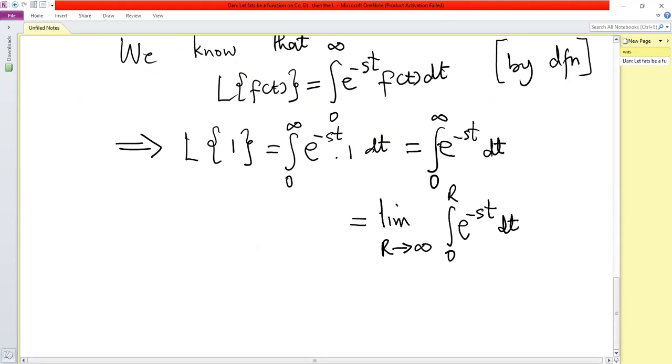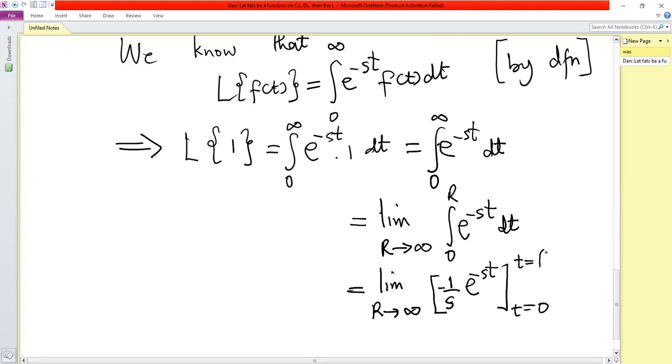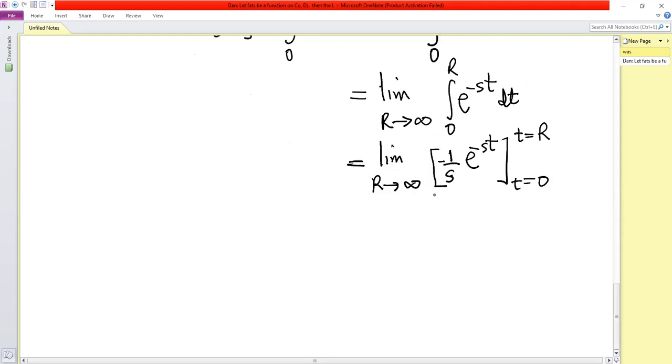Now, when you integrate this function using the substitution method, you will get the limit as r approaches infinity of negative 1 over s times e raised to power minus st, with t from 0 to t equals r. So this can be written as negative 1 over s times the limit as r approaches infinity of e raised to negative st, t from 0 to t equals r.